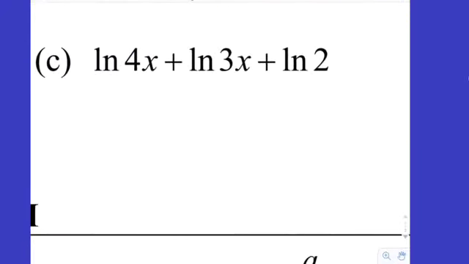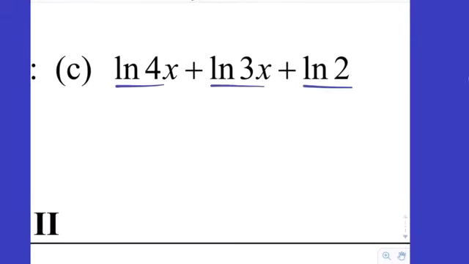You have the natural log of 4x plus the natural log of 3x plus the natural log of 2. Is this one completely expanded? It's not completely expanded, no, because notice the first term can be expanded further as the natural log of 4 plus the natural log of x, in the second term as well. But it doesn't need to be completely expanded to condense it. So we want to condense it.